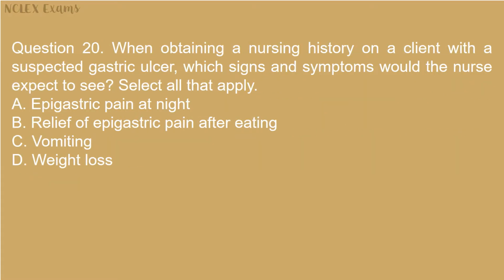Question 20. When obtaining a nursing history on a client with a suspected gastric ulcer, which signs and symptoms would the nurse expect to see? Select all that apply. A. Epigastric pain at night. B. Relief of epigastric pain after eating. C. Vomiting. D. Weight loss.